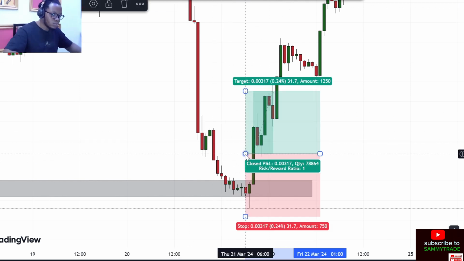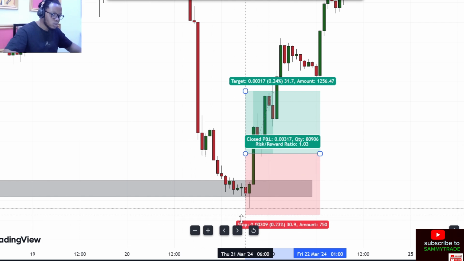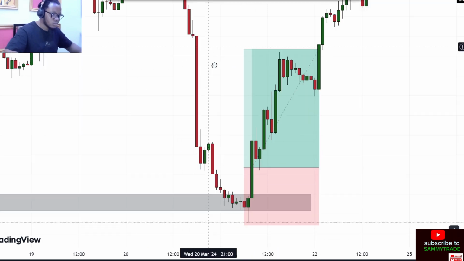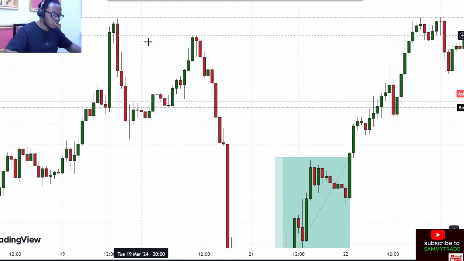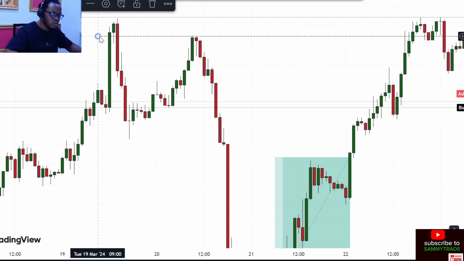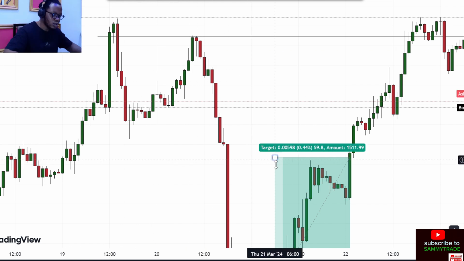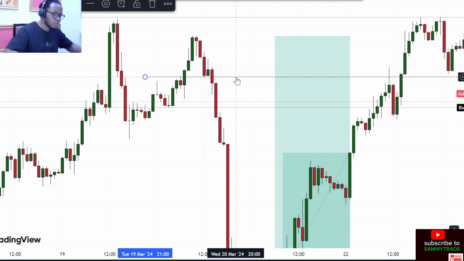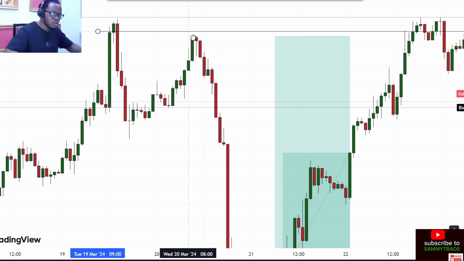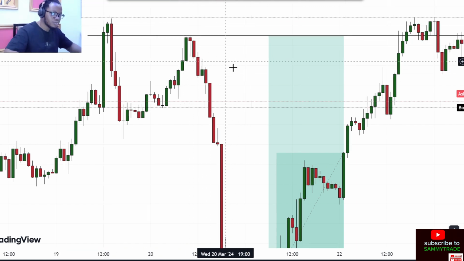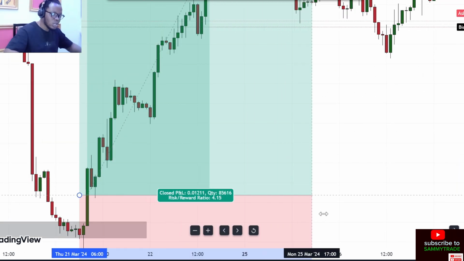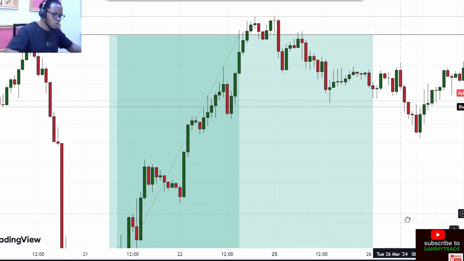Immediately you see this bullish engulfing candlestick, your stop loss goes below that order block, and your entry is at the next supply zone, which is right here. So you set your take profit at that point. All right, as you can see, it was a beautiful trade. Okay, so this is how you make use of your order block.